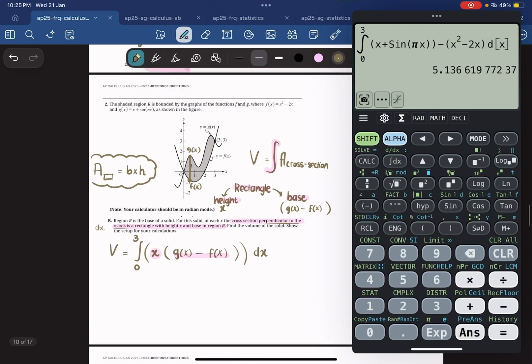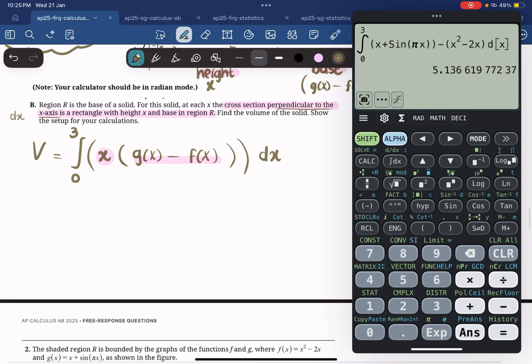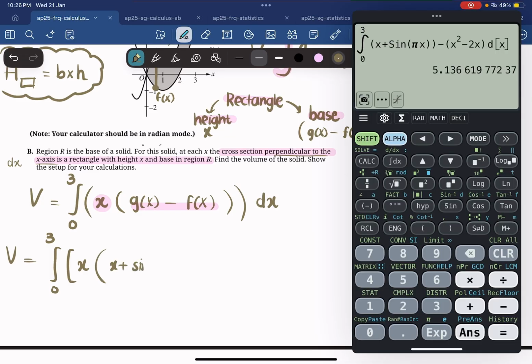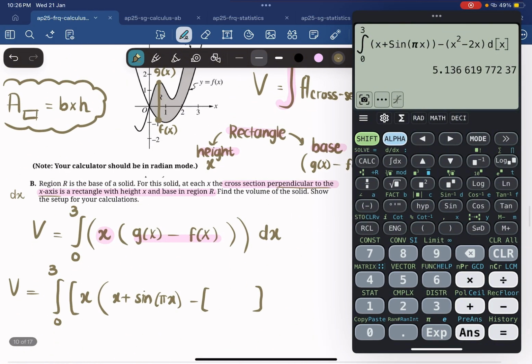And you can substitute the rules they gave us, the functions. So you can write V exactly how you're going to type it on the graphing calculator. V equals the integral from 0 to 3 of x times, what is g of x? It's x plus sine pi x, so x plus sine pi x minus f of x, and f of x is x squared minus 2x. So minus x squared minus 2x, that's f of x. dx.